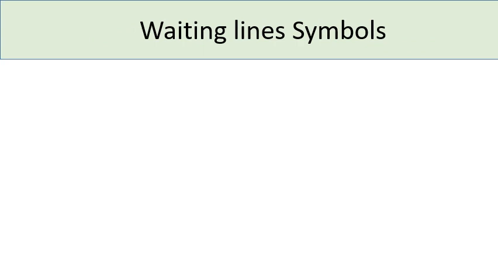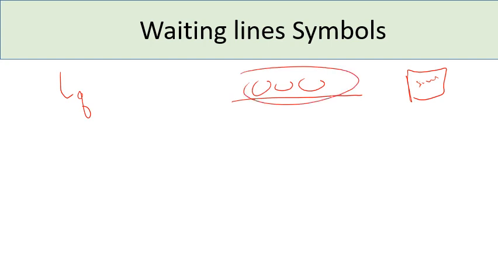Now I'm just going to talk about some very important symbols. We have LQ, which is the number of people waiting in line. If we have this line and the server is here, the people waiting in line, that's LQ, the number of people waiting in line, or it could be products. Then LS is the number waiting plus the person being served. If it's more than one server, then plus all the people being served. So LS is the number of people or products in the system.